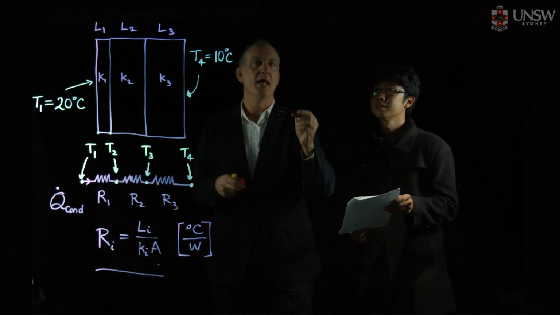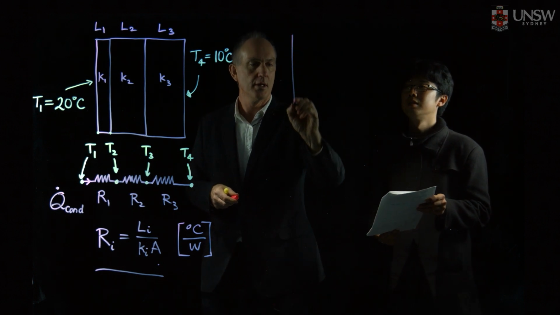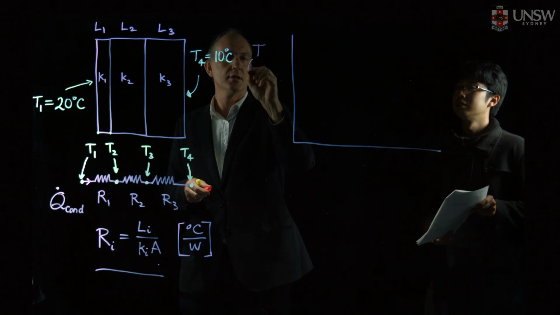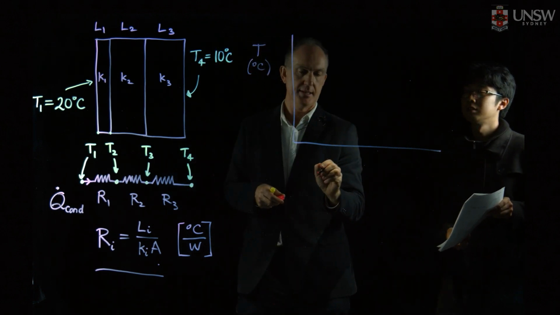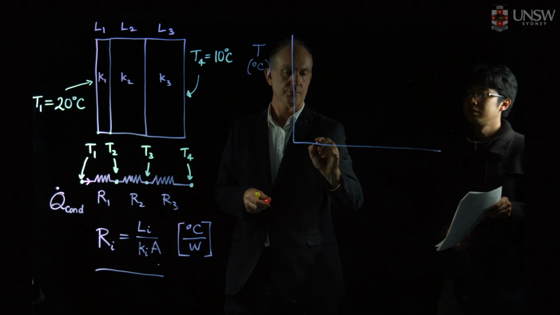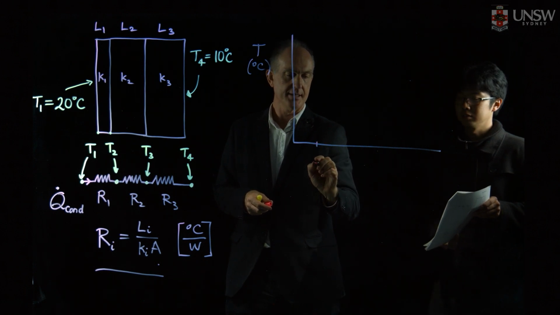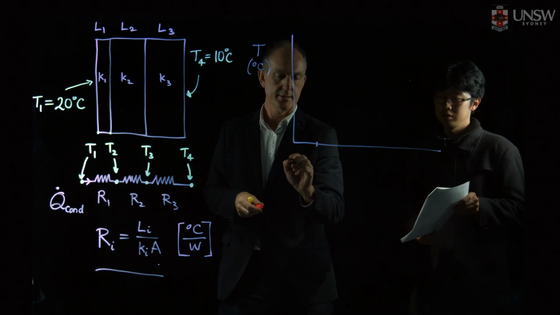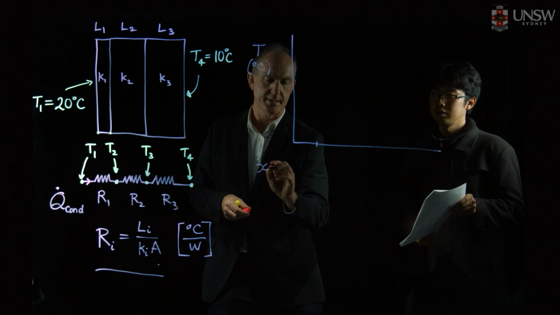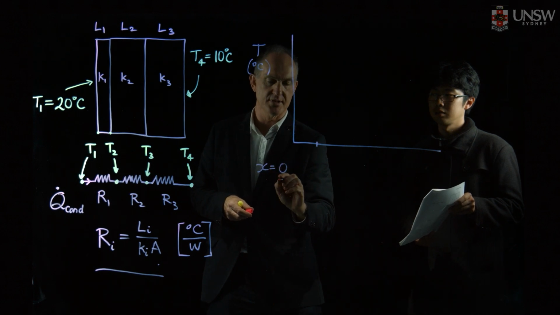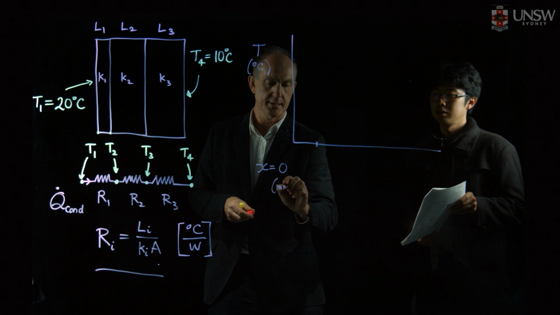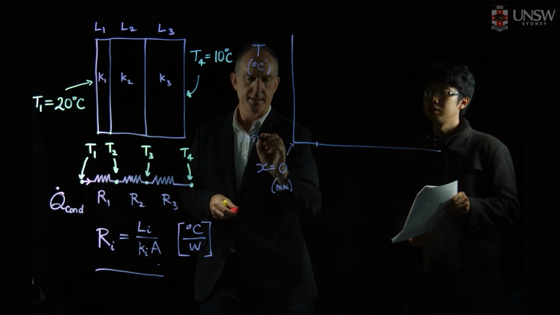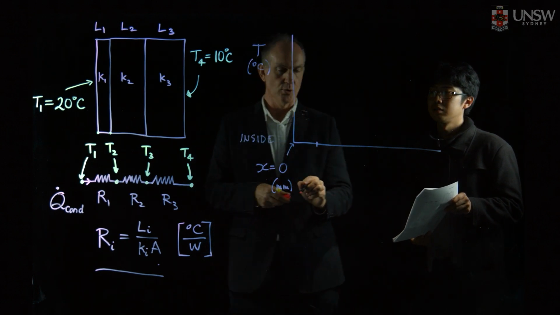Okay, so all we need to do now is to draw temperature on the vertical axis. Let's do that. And we'll call this x the distance through the wall. We'll call x equals 0. We'll do it in millimeters. So that's the inside surface of the wall.